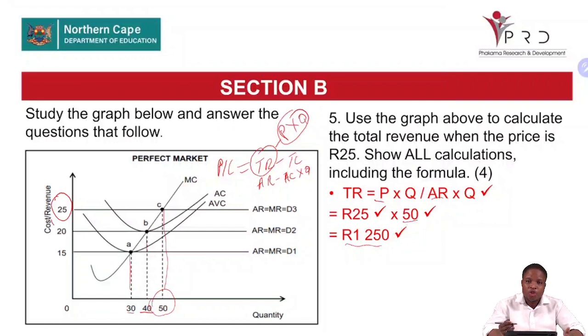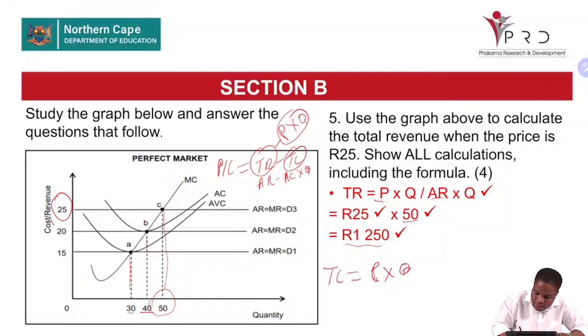If you were asked to do profit and loss, then you must find what? The TC. TC will be what now? It is equal to P times Q as well, which is the PC, the one that goes with average cost. This one is a PR, the one that goes with the average revenue. So the PC is this one, because this is our AC. The PC will be 20, meaning for us to get TC, we'll say 20 times 50.